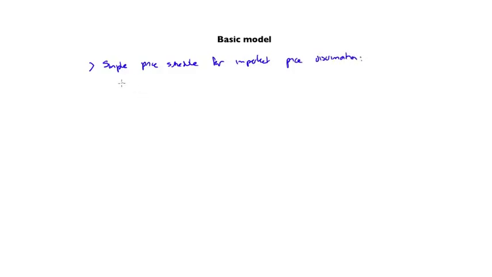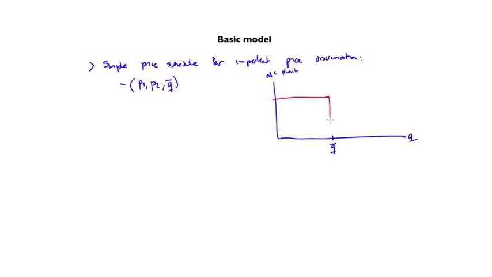And those schedules have the following form. They are characterized by three numbers: P1, P2, and Q bar. And the idea is like this. This is Q bar, this is quantity, and this is the marginal cost for consumer per unit. And the idea of this is that the consumer can buy as many as he wants at price P1 up to Q bar, and then any additional units are bought at a lower price P2.